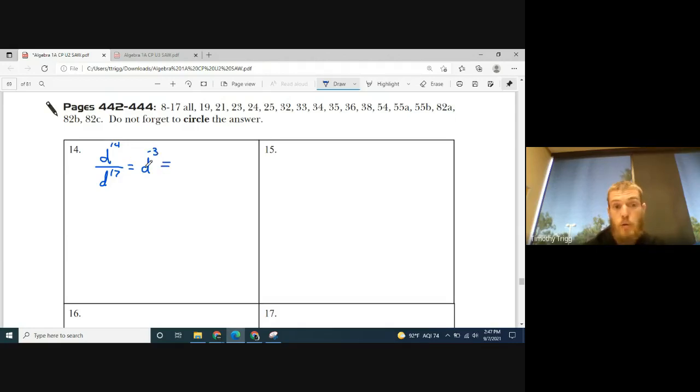And of course, we could rewrite that as 1 over d to the third. So keep in mind, whenever you see that negative power, you can put it in the denominator, and that makes it a positive power. Okay.